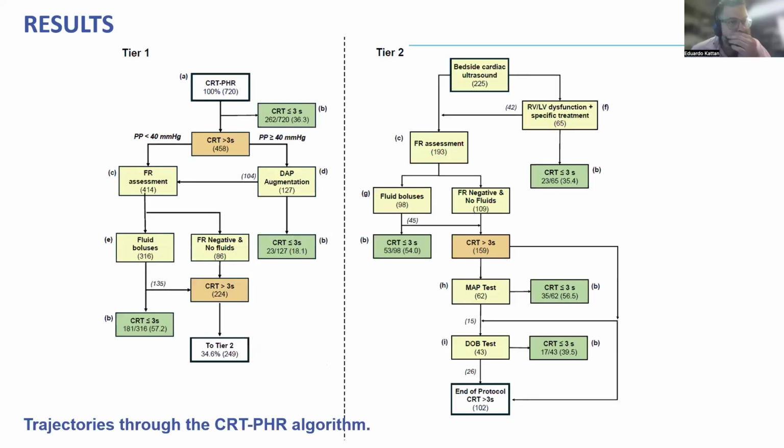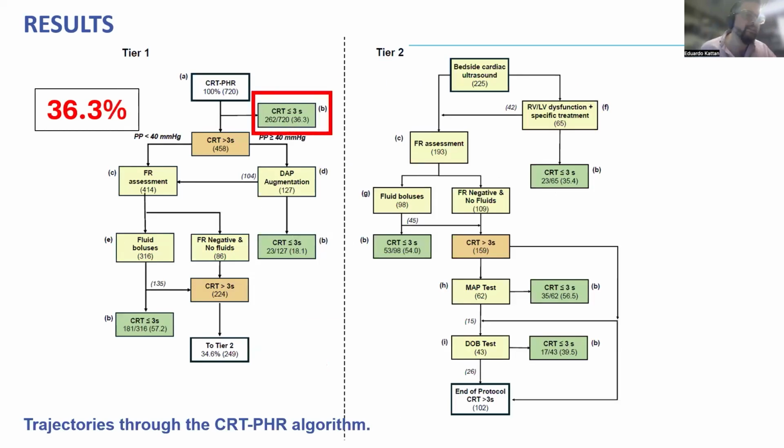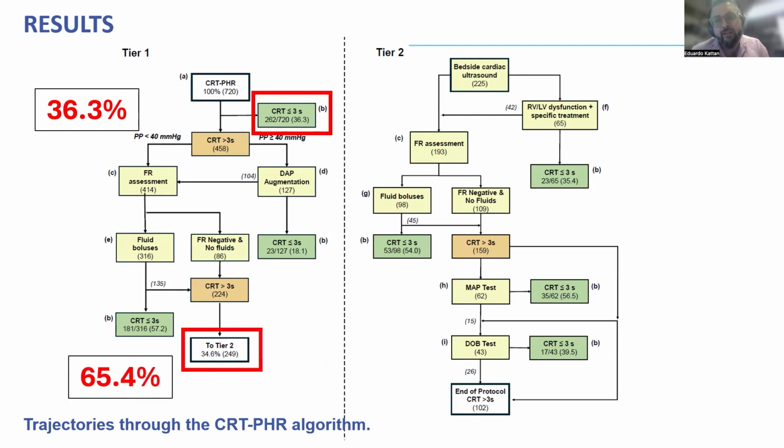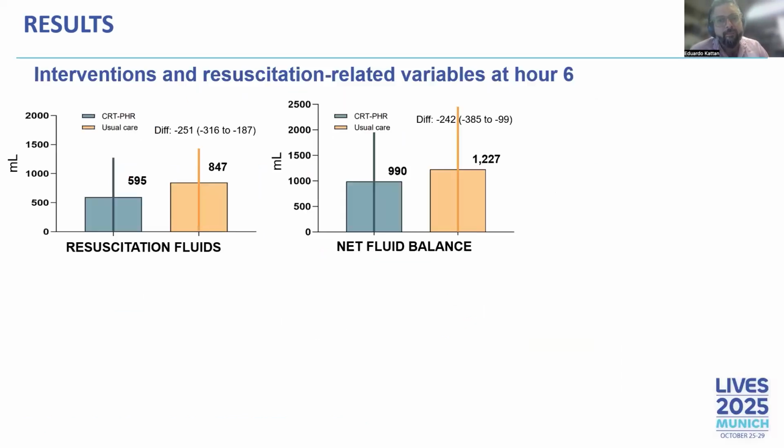I would also like to show you some results on the trajectories. You can see that 36% of the patients entered the protocol with a normal capillary refill time. So in these patients, we did not do much on resuscitation. And 65% of them normalized capillary refill time with tier 1, let's say the simple interventions. And at the end of the day, 86% fulfilled the protocol with a normal capillary refill time.